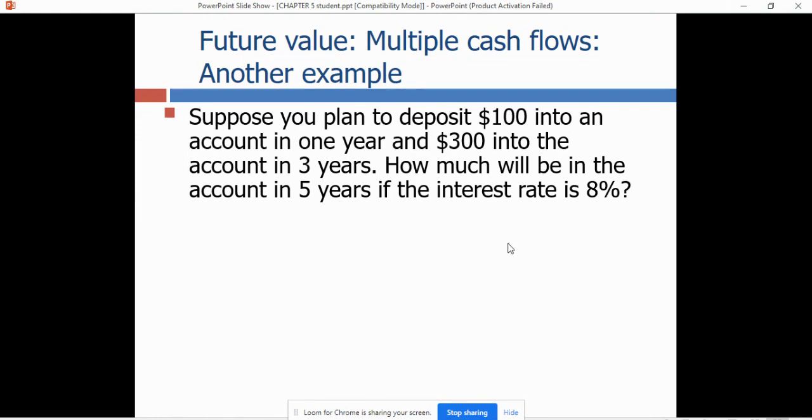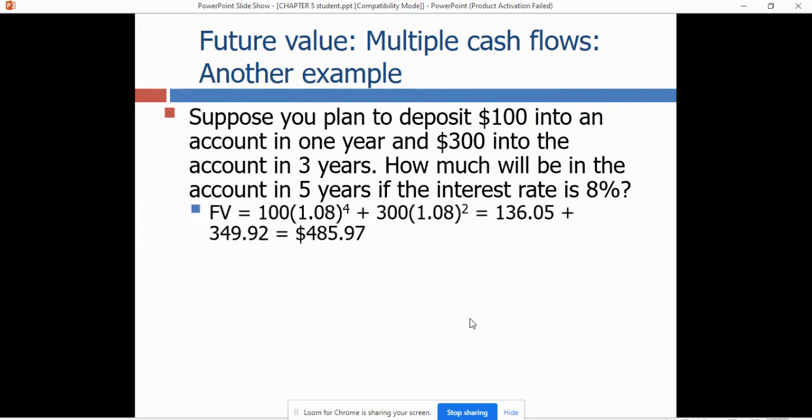All right, so there's another example with multiple cash flows. 100 in year 1, 300 in year 3. How much will you have in the 8th year? All right, so 100 you will leave it for the next 4 years, therefore compounding at 4. Okay, and 300 you're just compounding for 2 years because you are just depositing in year 3. So adding that together, you should be getting 485.97, right?